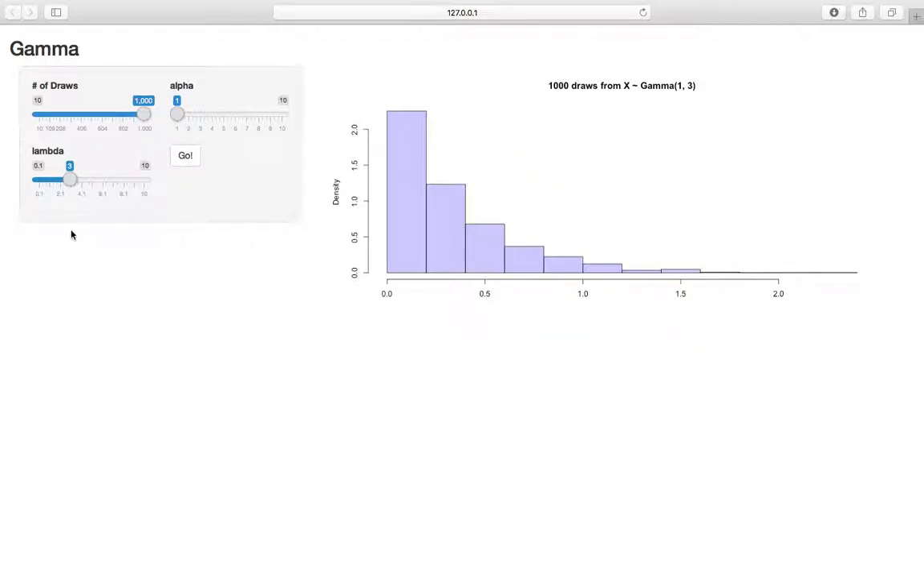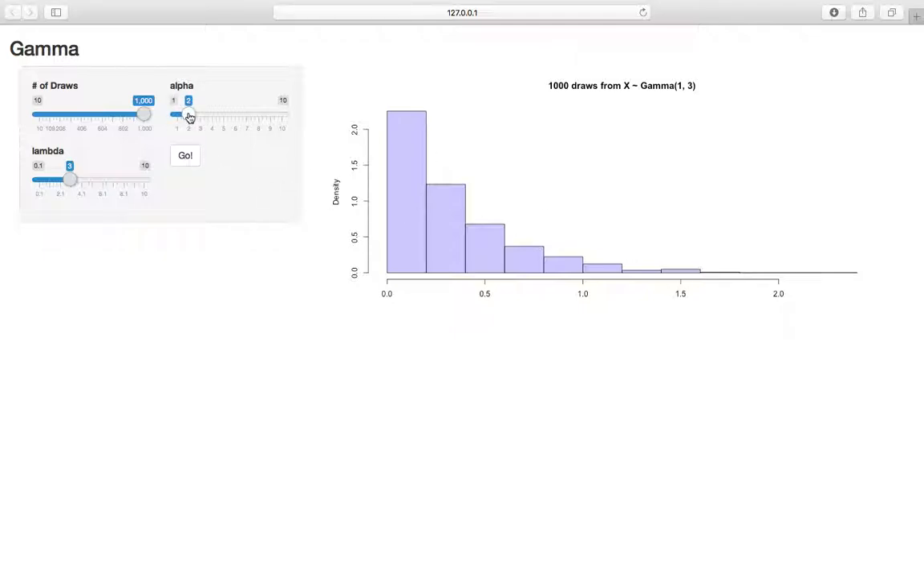So first, let's set alpha equal to 1. This is just an exponential, right? Just like how the negative binomial, if we set r equal to 1, where r is the number of successes that we're waiting for, we know that's just a geometric. And similar to binomial, when we have n equals 1, it's just a Bernoulli. When we have gamma 1 comma something, it's just an exponential with that something as the rate parameter. So here this should look like an exponential, and it does.